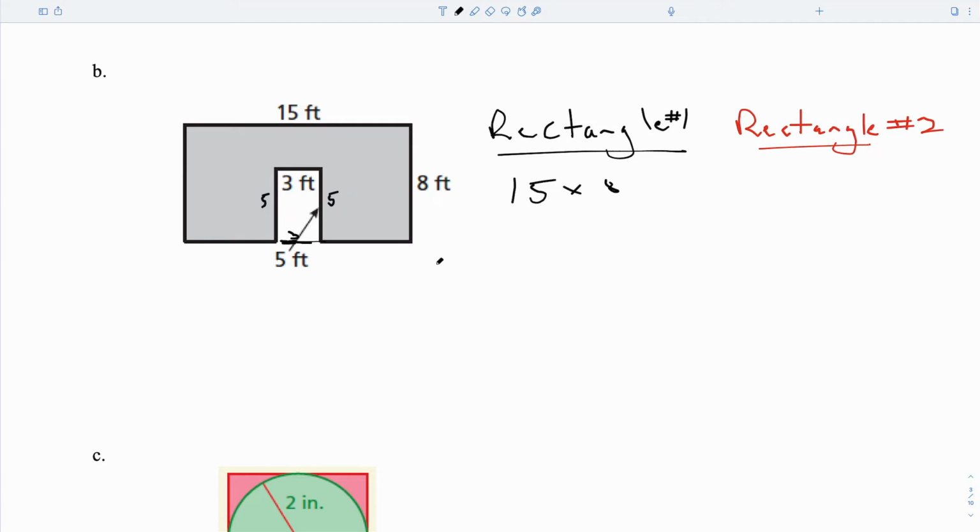You don't have to divide anything by 2 because there aren't any triangles.